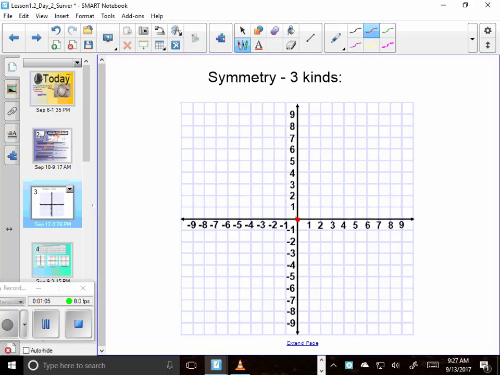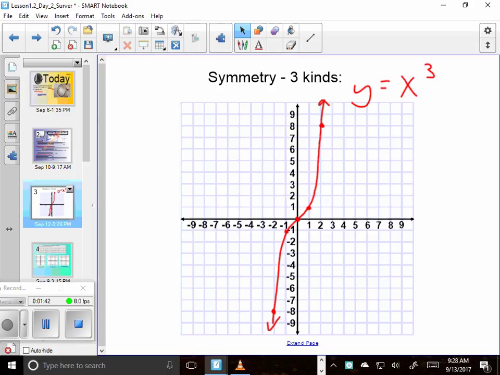I'm going to actually graph some specific points so that you can see this better. X to the third is an example of odd symmetry. Okay, so if I put in 1, 1 to the third is 1. If I put in 2, 2 to the third is 8. If I put in -1, -1 to the third is -1. And if I put in -2, it would be -8. Can you see the curve that's happening here? You guys have seen this function before, right? Okay, so that function has odd symmetry.